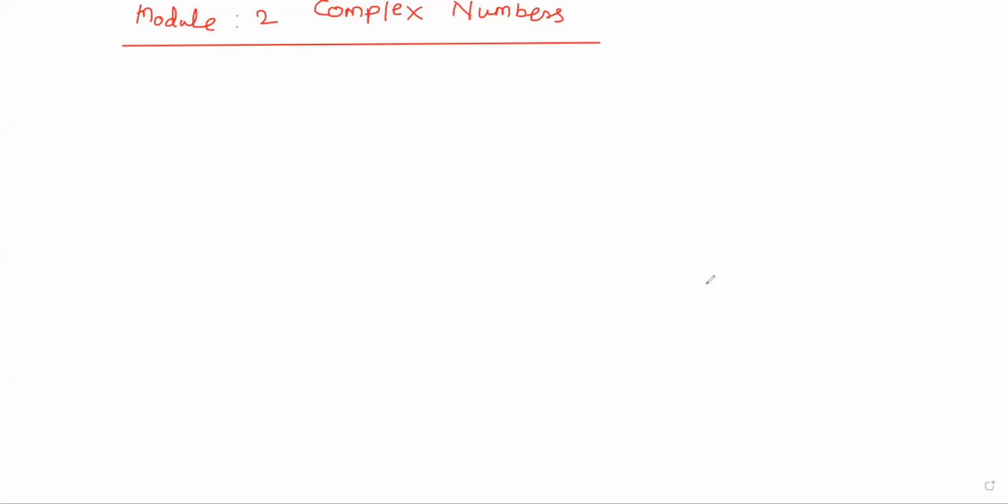What do you mean by de Moivre's theorem? So our second module, that is complex numbers, and in this our first concept is de Moivre's theorem. What do you mean by de Moivre's theorem?